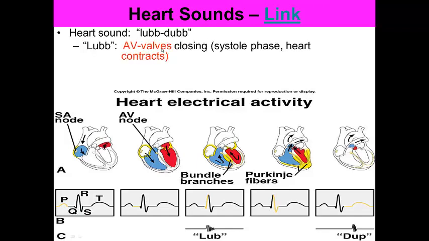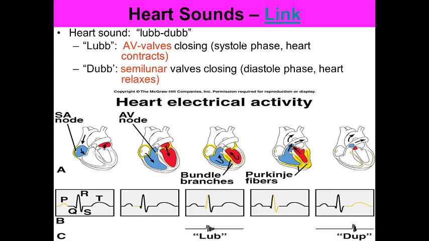Again, the lub is the AV valves closing. So this is the systole phase. The heart starts to contract. The dub sound is the semilunar valves closing. So those valves on the arteries, the pulmonary artery or the aorta, close, and the heart relaxes. That's the diastole phase. So lub is systole and dub is diastole.